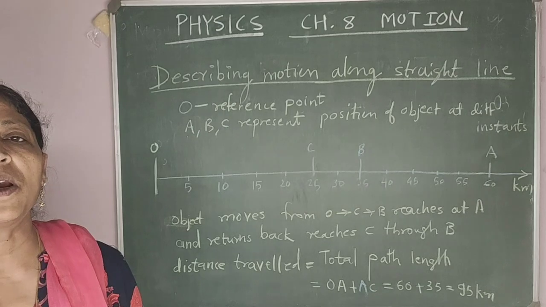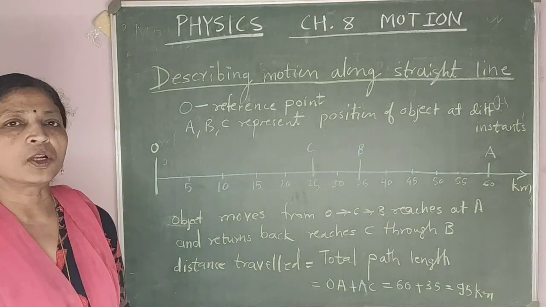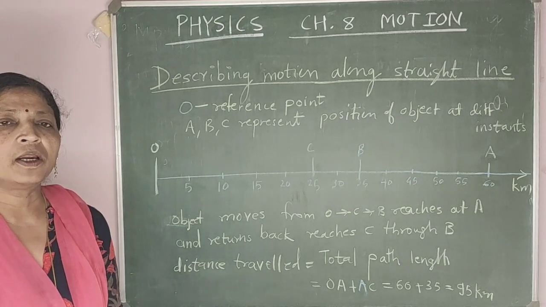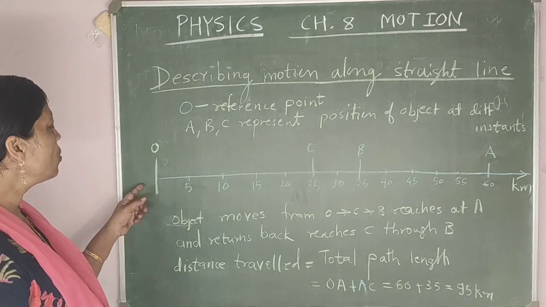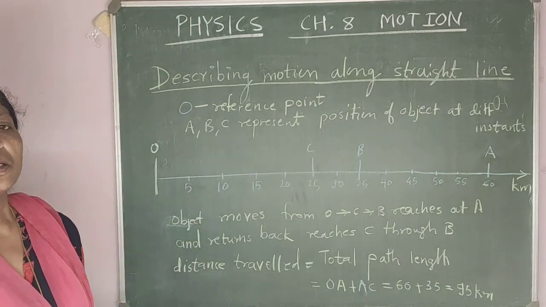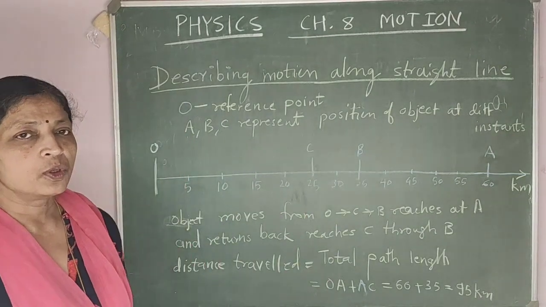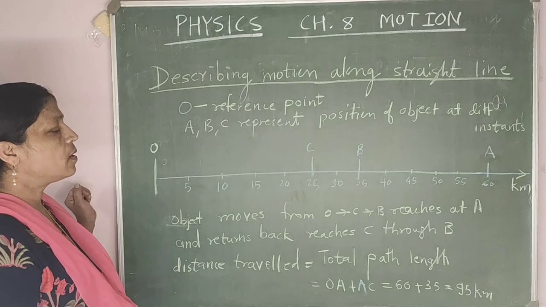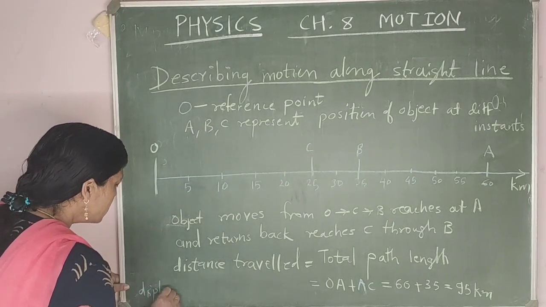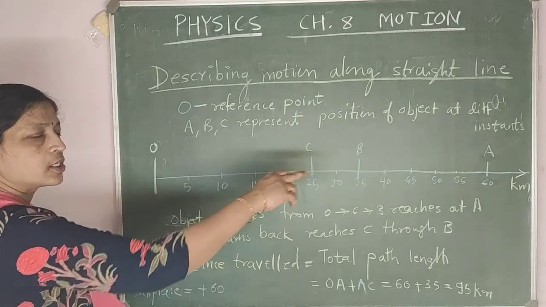What is the displacement? 25. Now we can see how we got this answer. We got this answer by keeping in mind the direction. When the object is going from O to A, it is in the forward direction, which we are taking as positive. So while finding displacement, we will write plus 60 because it goes in the forward direction.